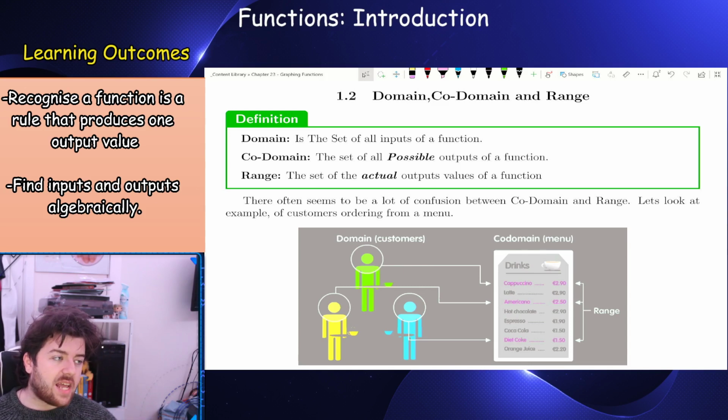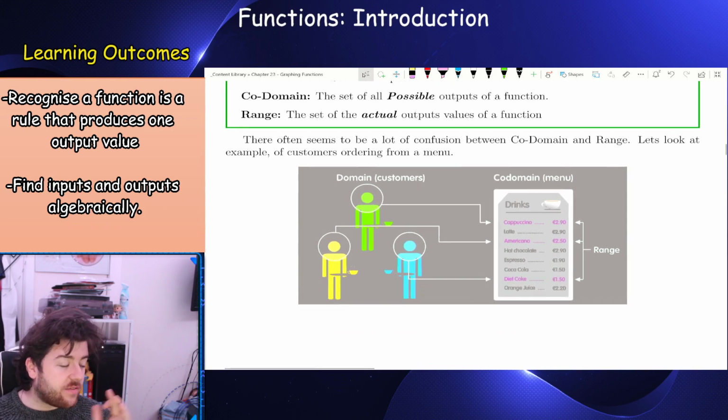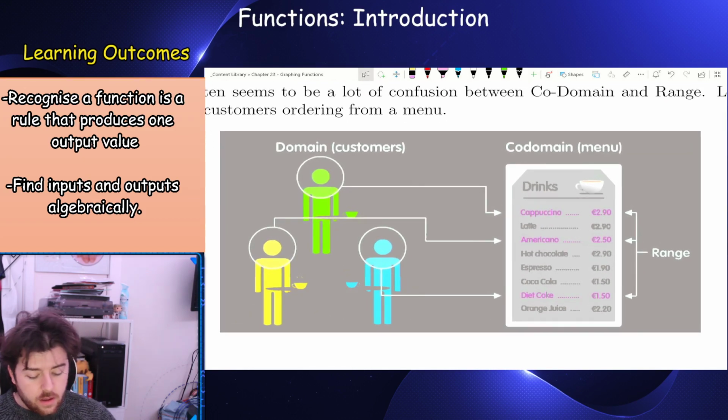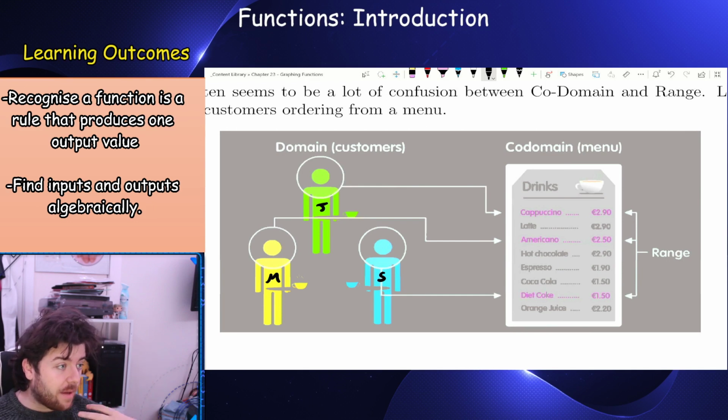And then the range is the set of actual outputs we received from the function. So this seems to confuse a lot of people. It seems to be a lot of confusion between codomain and range. So let's look at an example, yeah? So these people are ordering from a restaurant, right? So we have John, Mark, and I don't know, Sean, right? So they're ordering from a restaurant. Their order is going to be our domain. The customers are the domain here. They're ordering from a menu.